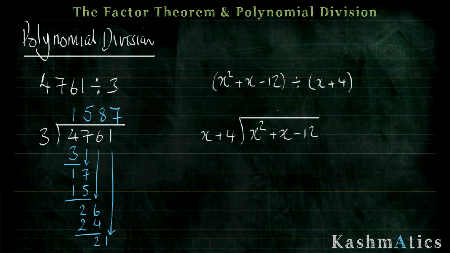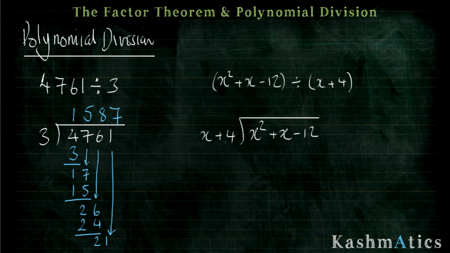So let's go over to the algebraic version. Okay, so I've got x squared plus x minus 12 divided by x plus 4. Now those of you who can factorize quickly in your heads will realize that x plus 4 is one of the factors of x squared plus x minus 12, and the other one would be x minus 3. But let's just see where that would come from if we did it using polynomial division.